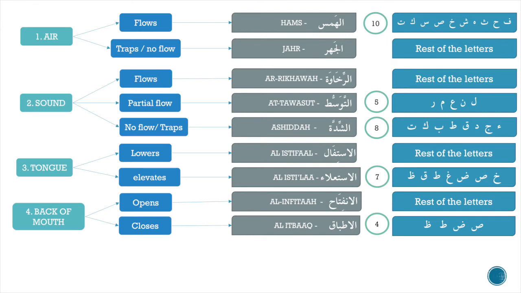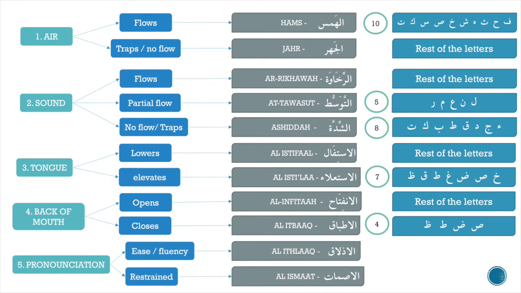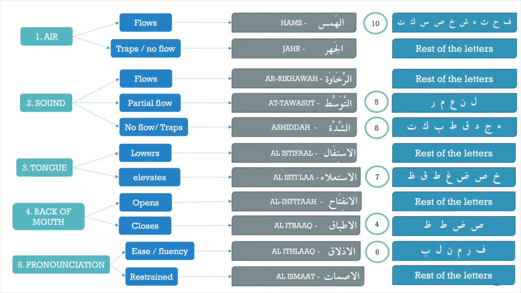For the pronunciation with ease or fluency, it is known as al-ithlaaq, and for restrained pronunciation, it is known as al-ismat. There are 6 letters of al-ithlaaq, fir, min, lub, and the rest of the letters fall into the category of al-ismat.